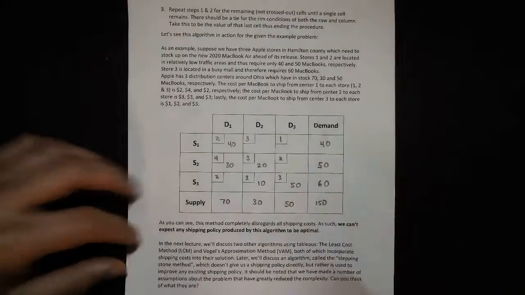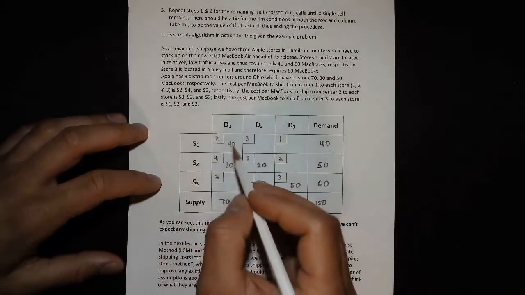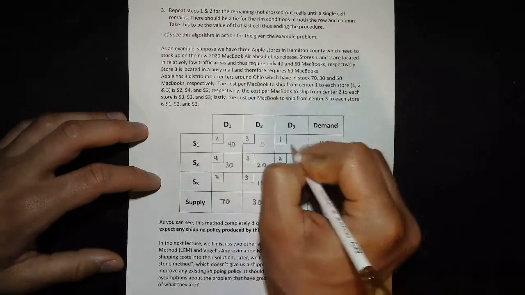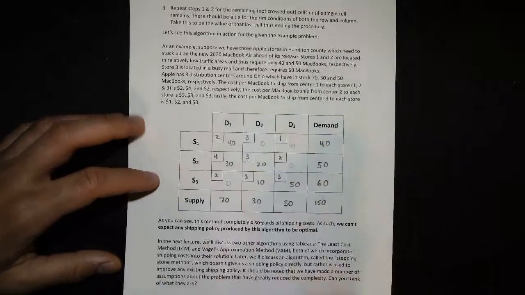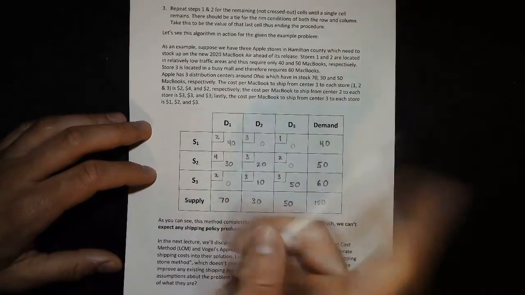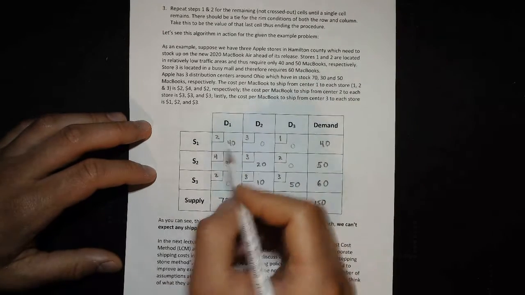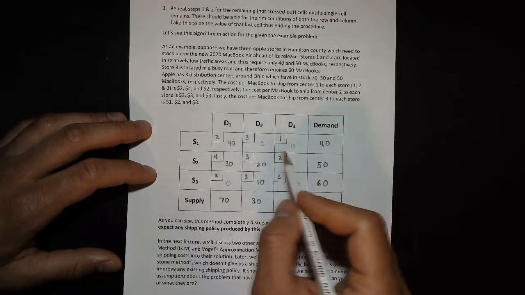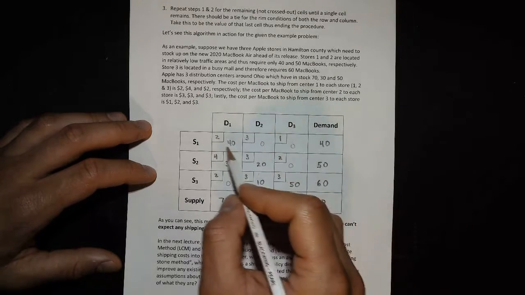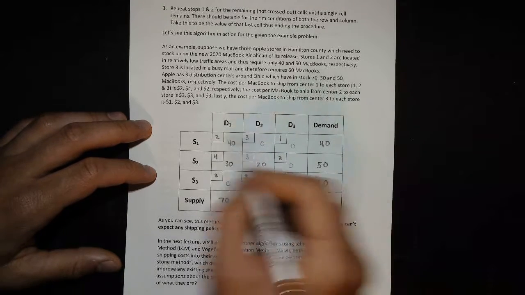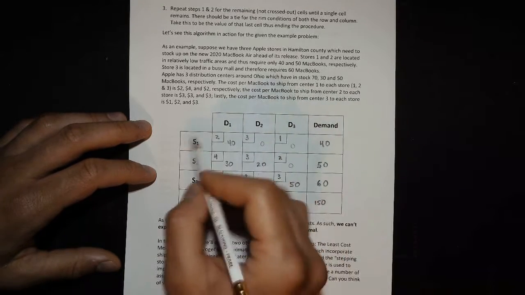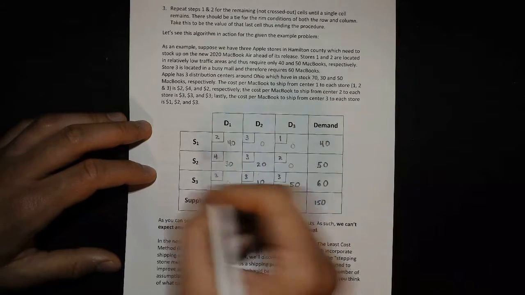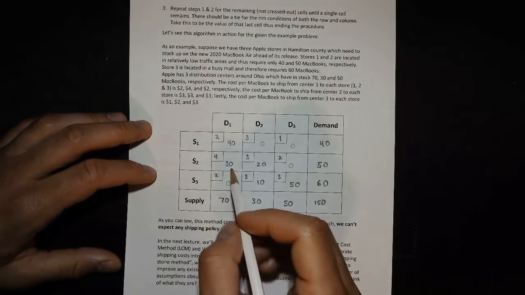Okay, let's see if this gives us a shipping policy. Well, we see that the sum, so you can take empty cells to have a value of 0. So what this says is that distribution center 1 sends 40 MacBooks to store 1, right? And distribution centers 2 and 3 send 0. So the total number of MacBooks sent to store 1 is 40. Okay, that's good. So the demand was met for that store, right?